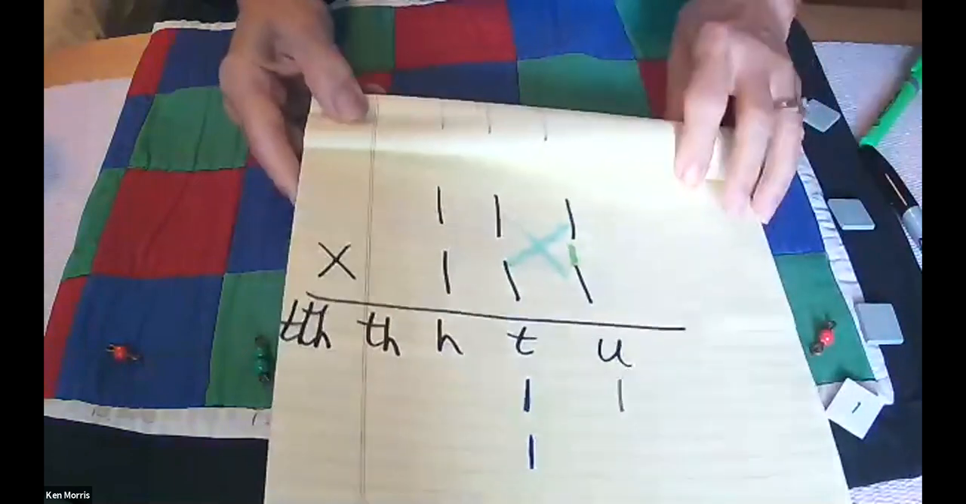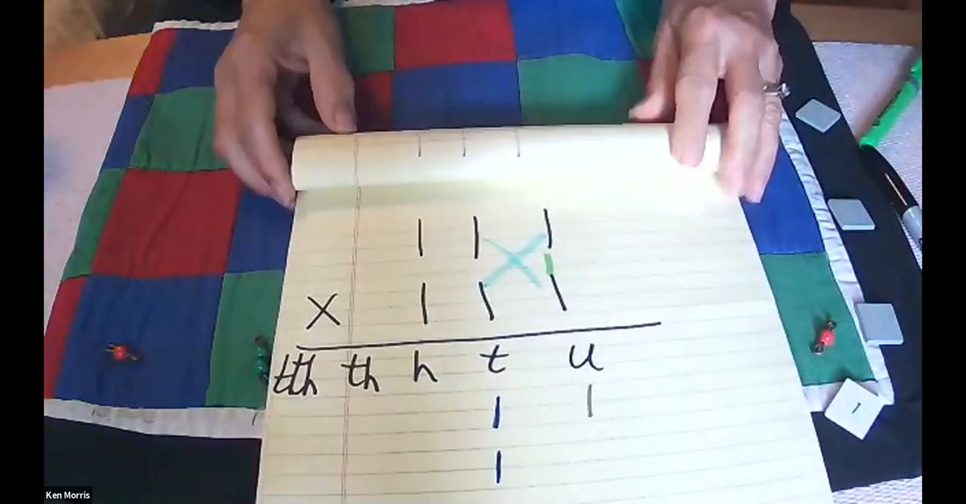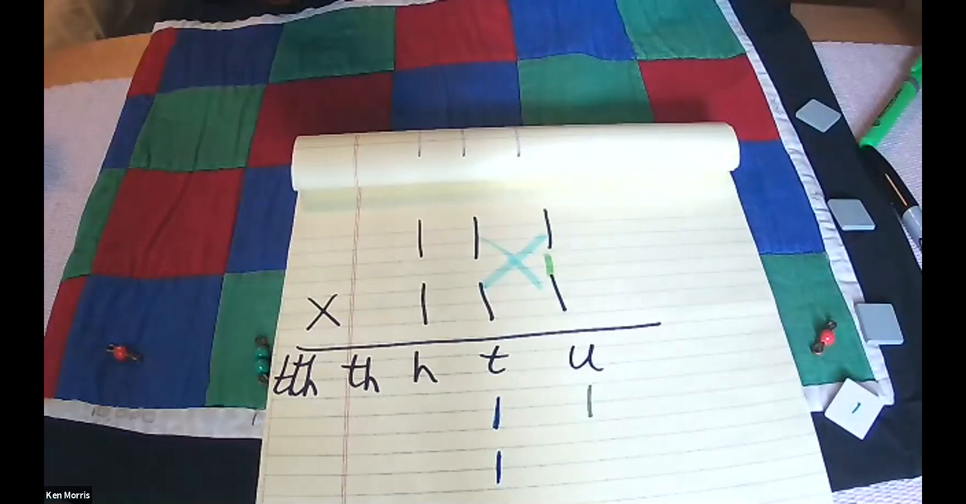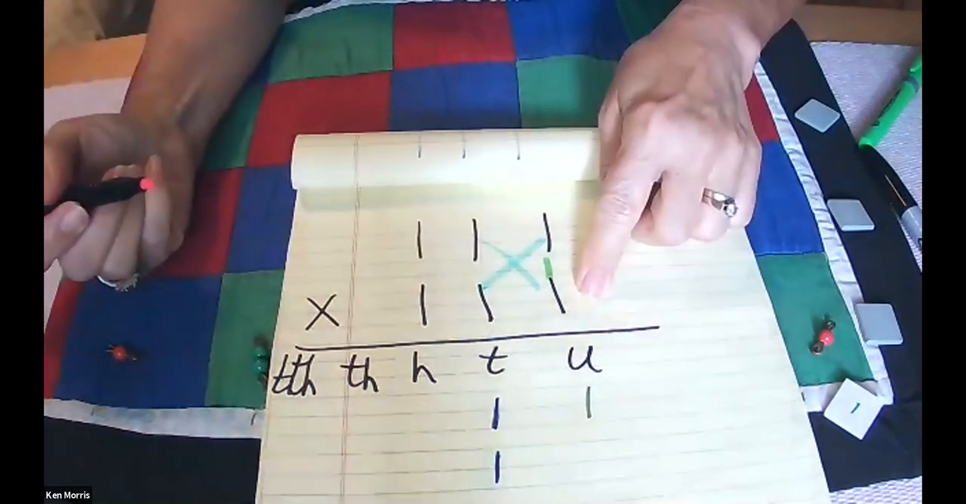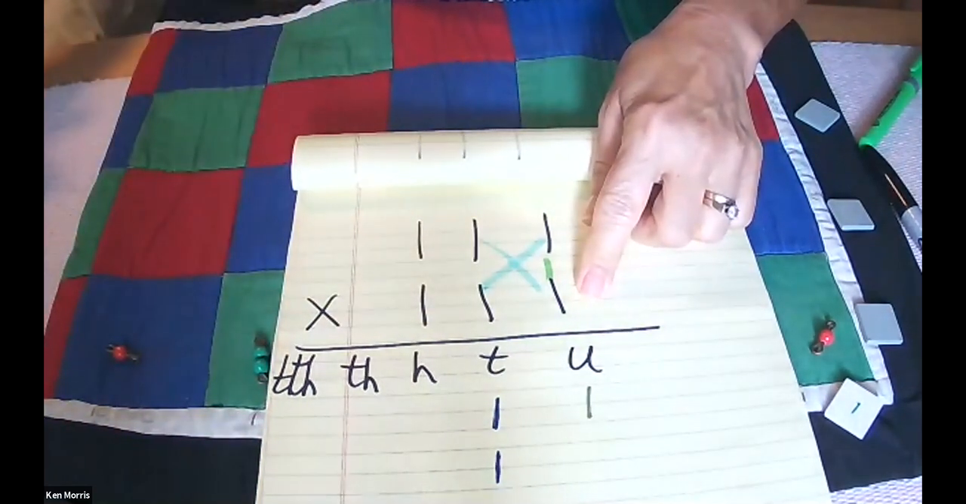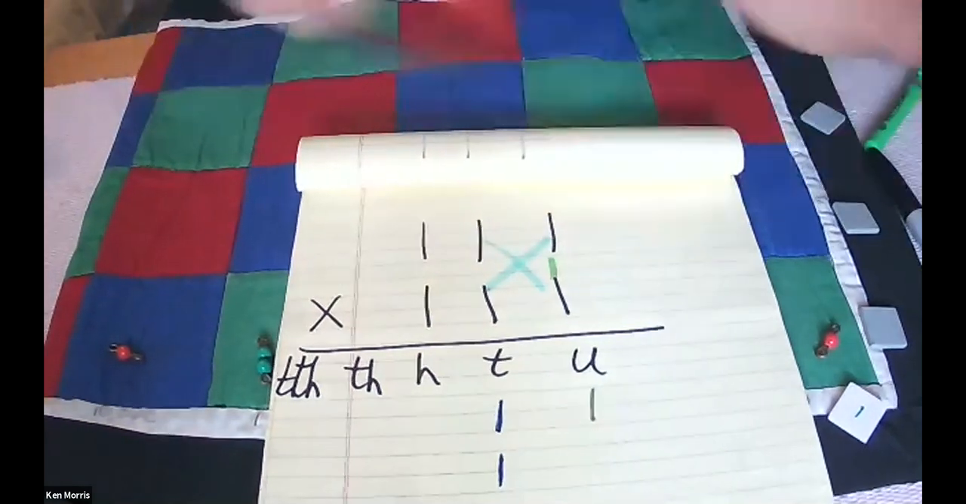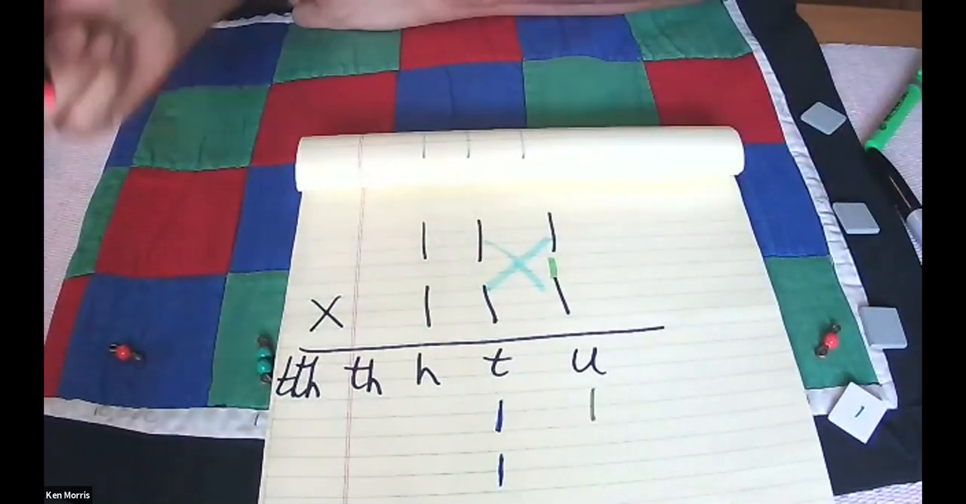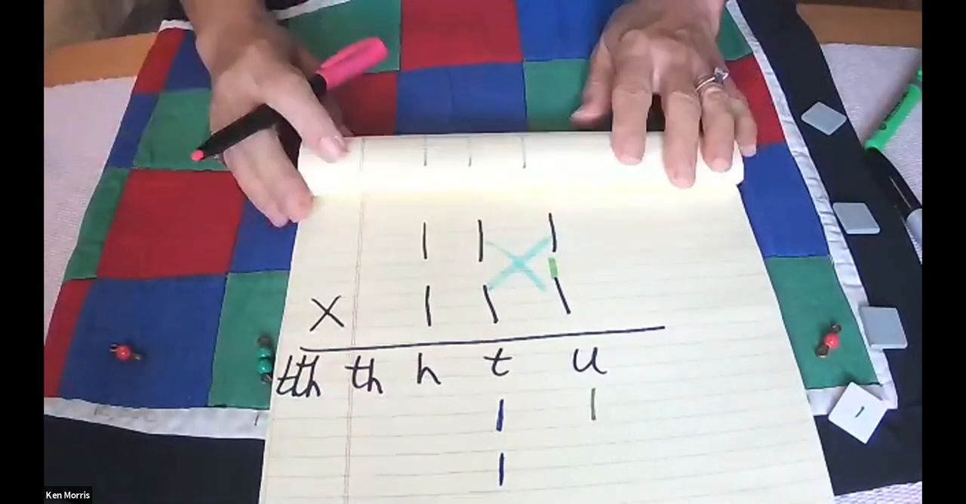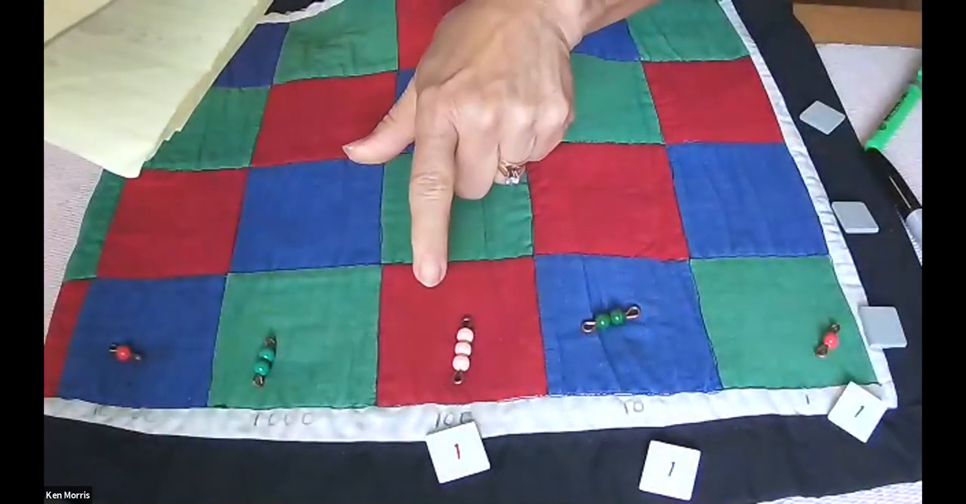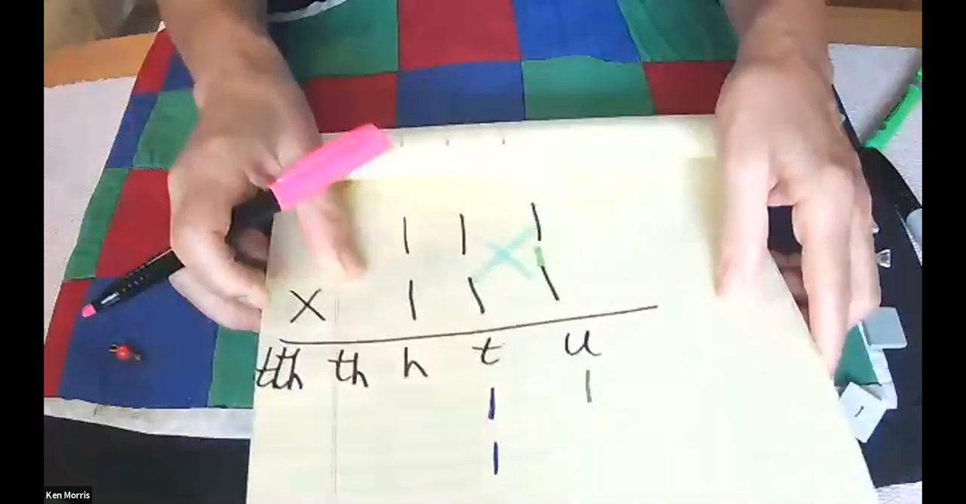All right, how many ways do we have to make hundreds? So let me get my red highlighter. The first thing we did on the checkerboard is hundreds times units.